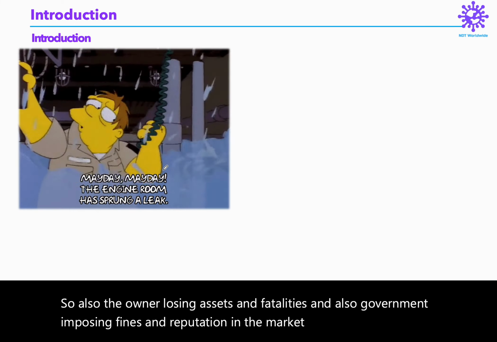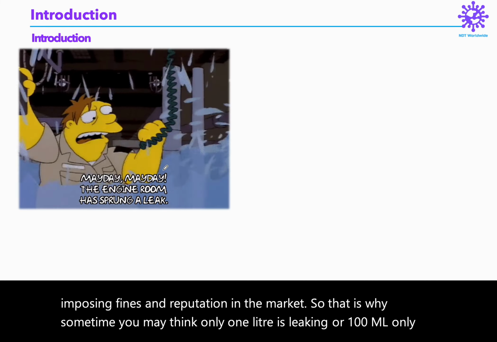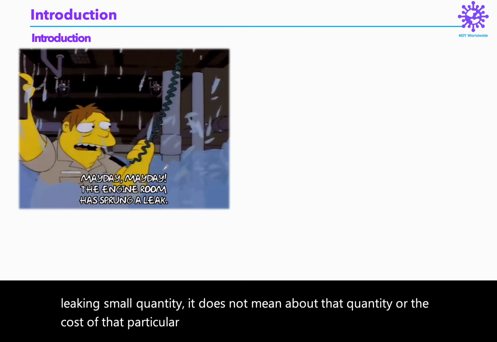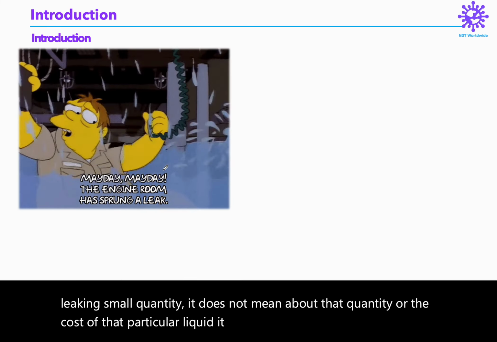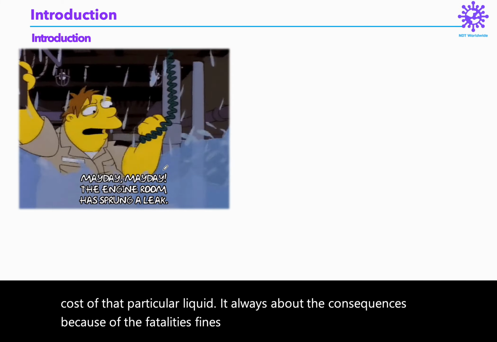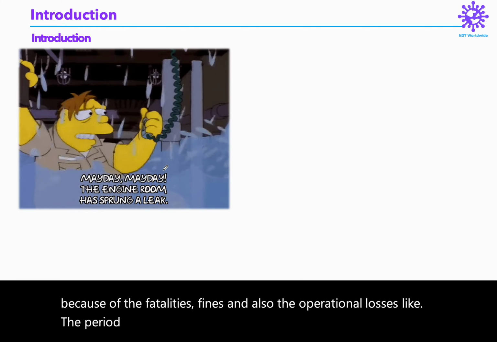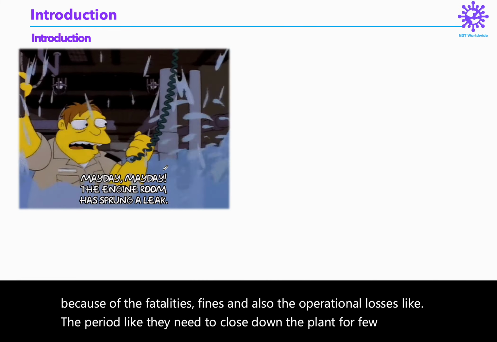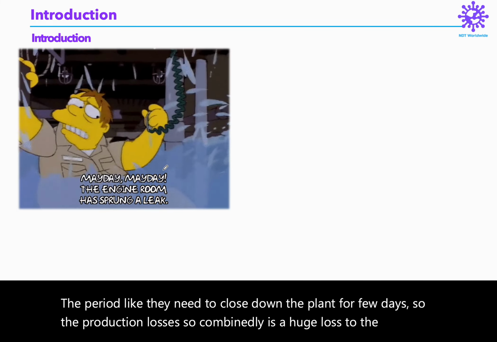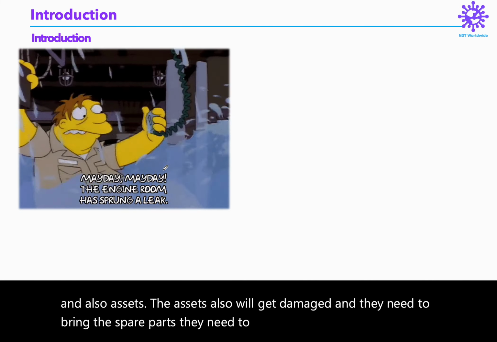So sometimes you may think only 1 liter is leaking or 100 ml, a small quantity. It doesn't matter about that quantity or the cost of that particular liquid. It is always about the consequences: the fatalities, fines, and also the operational losses, like the plant needing to close down for a few days, causing production losses. Combined, it is a huge loss to the owner. The assets also get damaged, they need to bring spare parts and do repairs. So many things get involved.